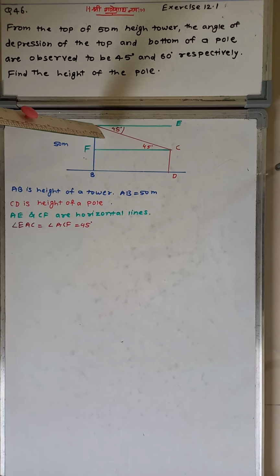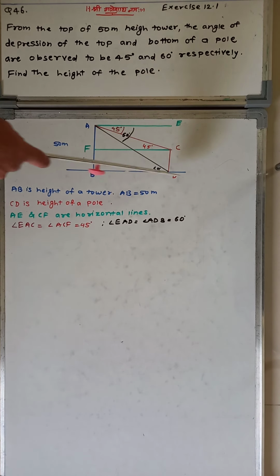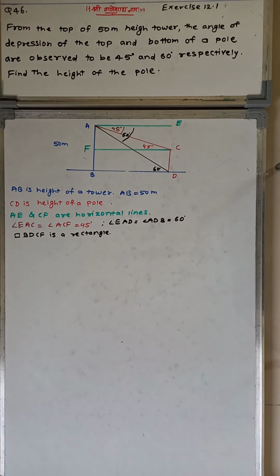Then observer observing from A to the point D and making an angle of depression EAD that is equals to 60 degree. Angle EAD equals to angle ADB that is equals to 60 degree. Reason: alternate angles. In the figure, quadrilateral BDCF is a rectangle. If segment CD is equals to x, then segment BF is equals to also x. Reason: opposite sides of rectangle.